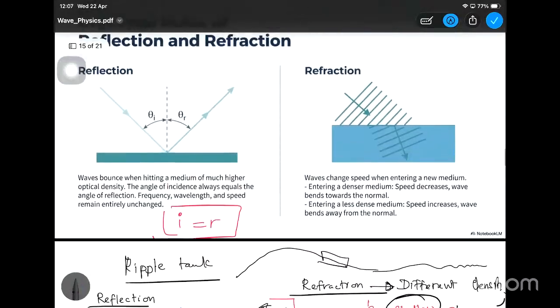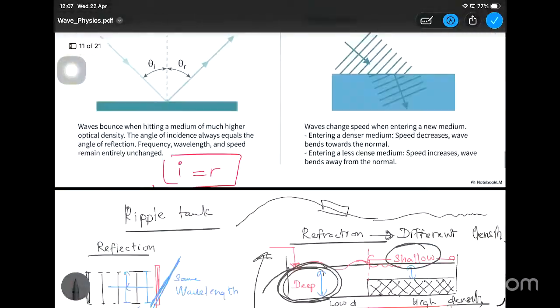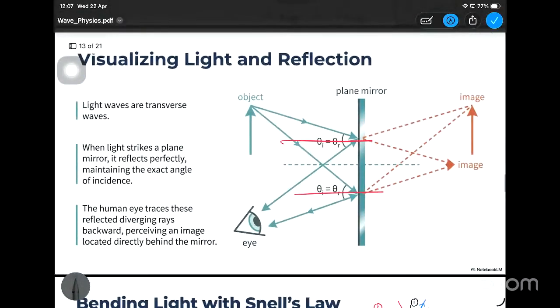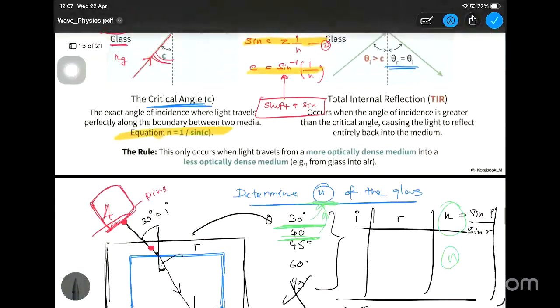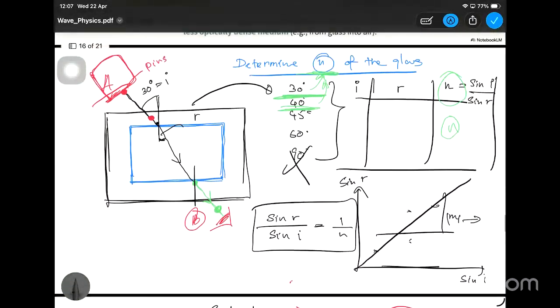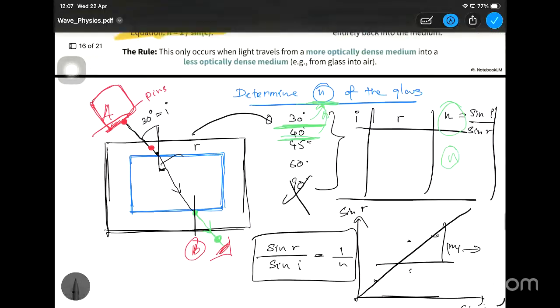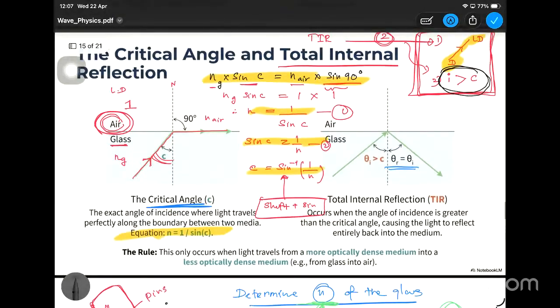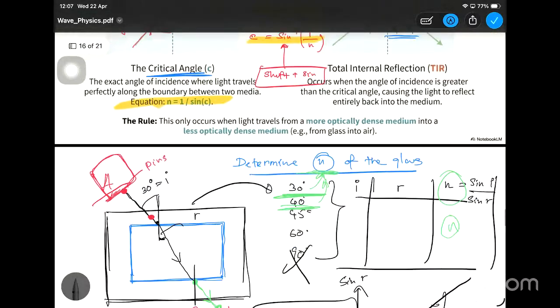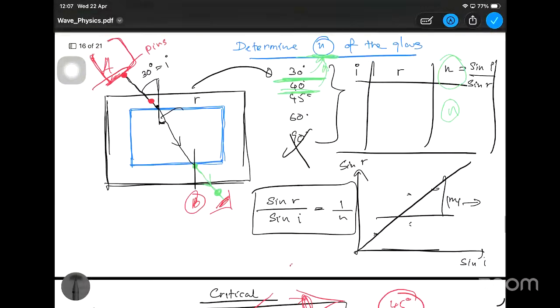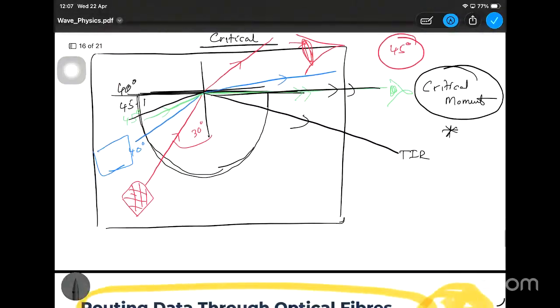So the most important part in this waves section is the light waves, right? As I mentioned, you will be getting different sorts of calculations. It might be a practical, or it can be a calculation or something like that, right? Those are the things that you're going to get for the exam. So that is the end of the waves section.